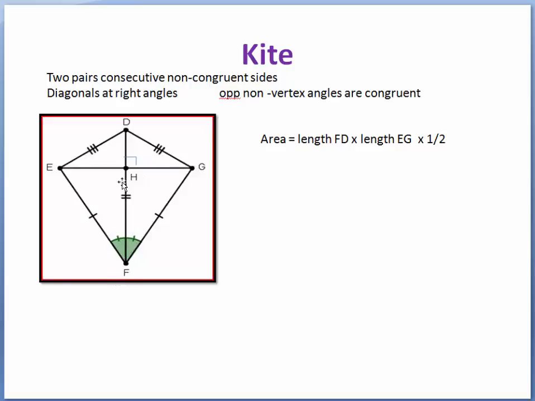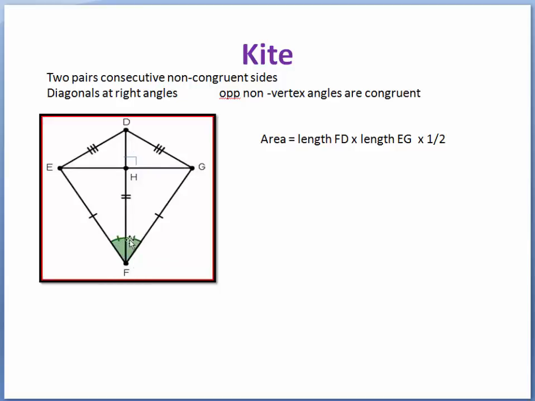The diagonals between F and D and E and G are at right angles. So this line FD bisects line EG, so that means it divides it exactly into two at right angles. And also opposite non-vertex angles are congruent. So if we have this as a non-vertex angle and this as a non-vertex angle, then this angle and this angle are congruent. So angle at E and angle at G will be congruent.